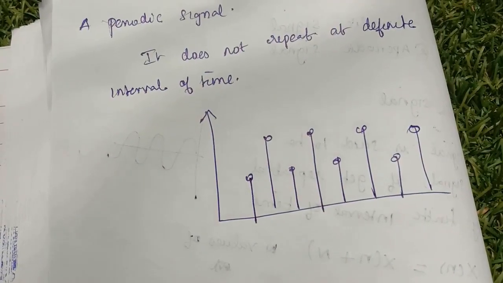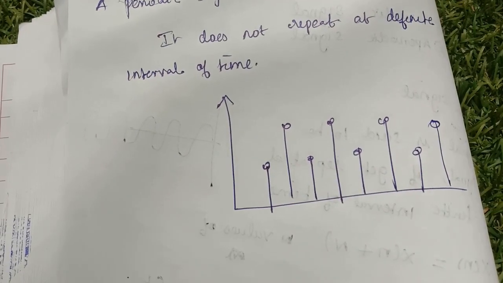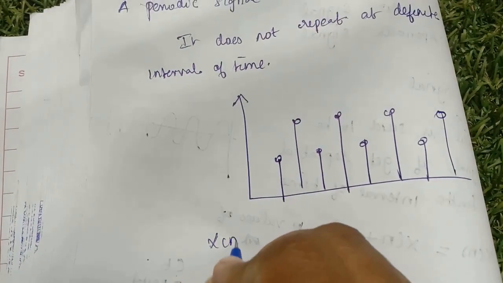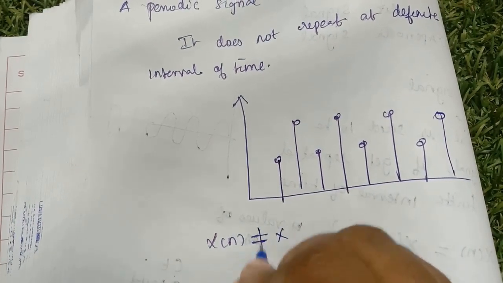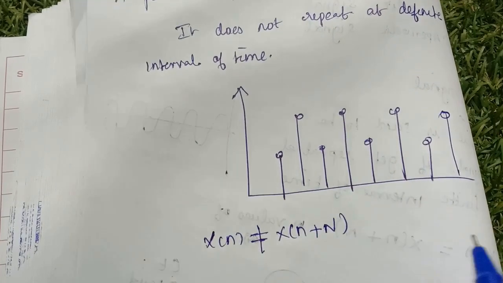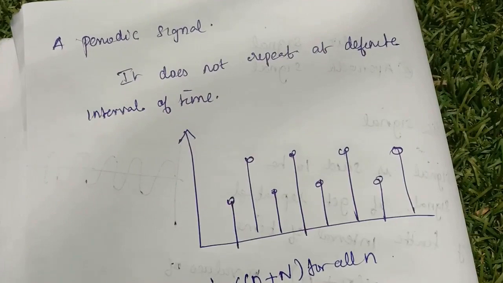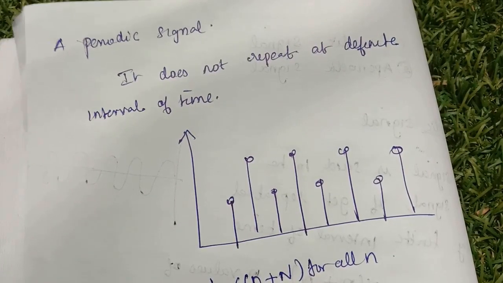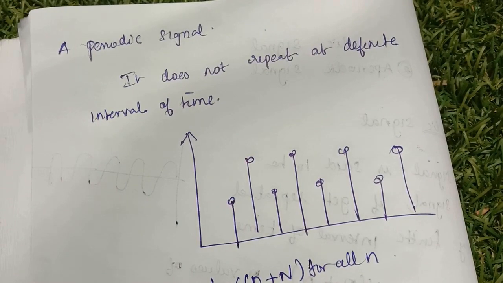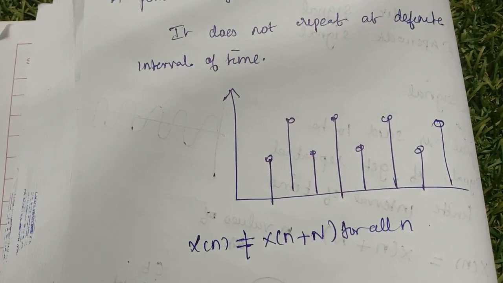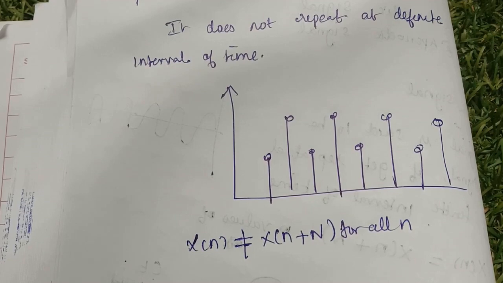And how can we say this mathematically, with what relationship in aperiodic? It means x of n is not equal to x of n plus N for all n. So aperiodic is nothing but it does not repeat at any definite interval of time. It does not follow any interval of time. It will have random values. And mathematically we can say that for an aperiodic signal, x of n is not equal to x of n plus N for all n values.